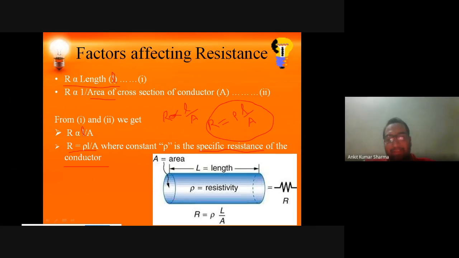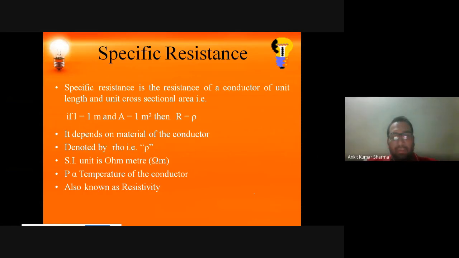You can also see in the diagram there is a length L and a cross-section area A. This area is inversely proportional to R, and this length is directly proportional to R. So rho is the resistivity of any material, and it is called the specific resistance.